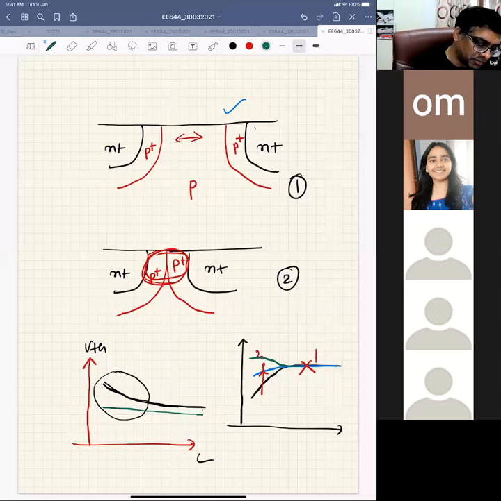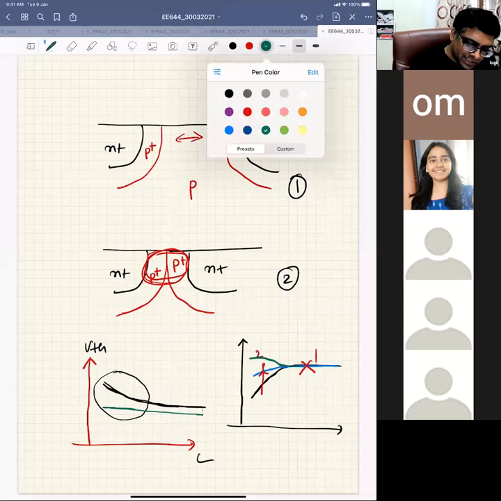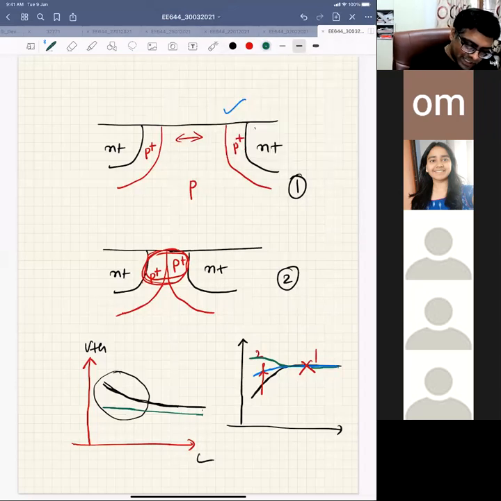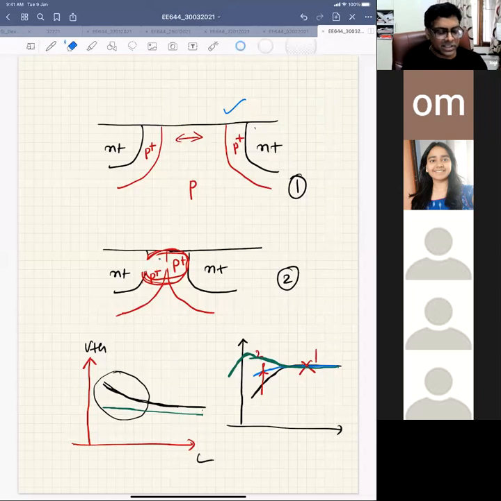See, look at this green curve. It will increase, but if the channel length becomes very small, it will again reduce because your depletion width is more. You are reducing the depletion width by making P to P plus, but if you further reduce the length, these depletion widths will also merge. So P plus is not helping in that case for very short lengths.